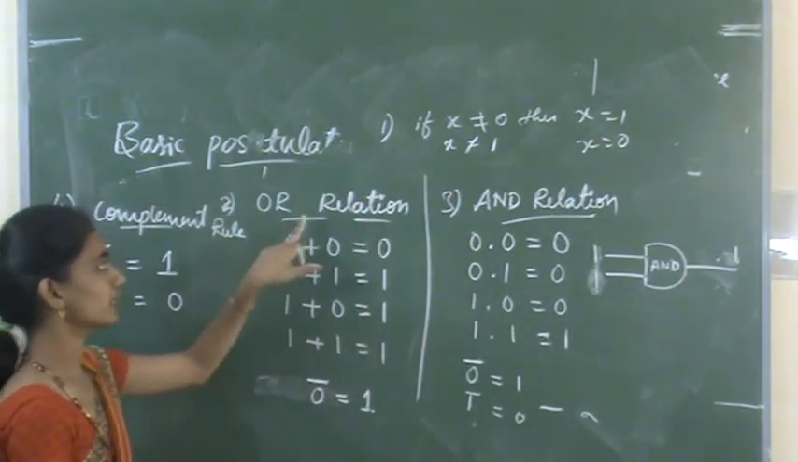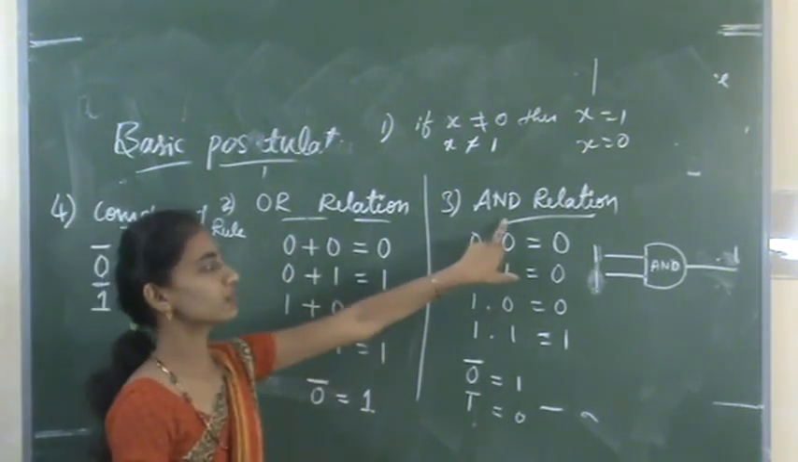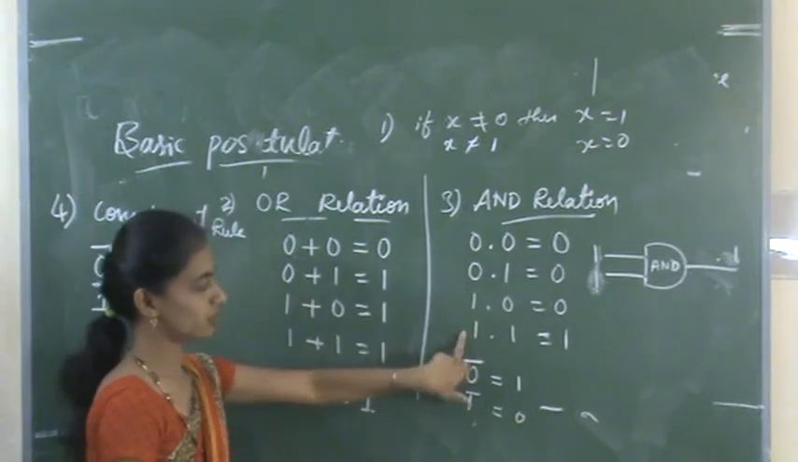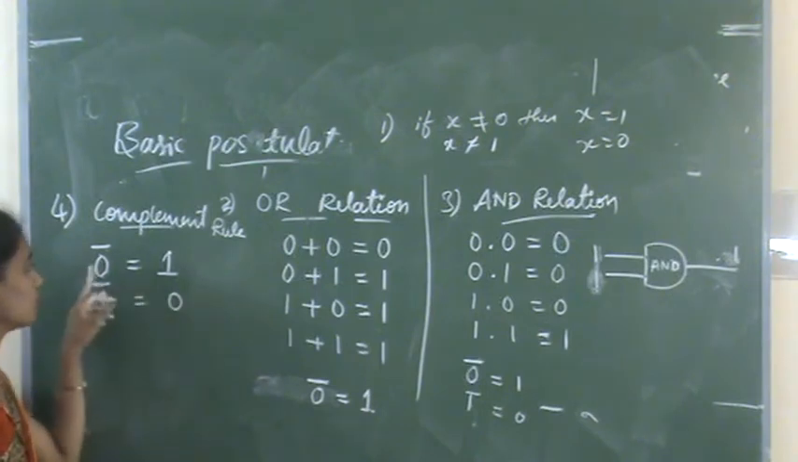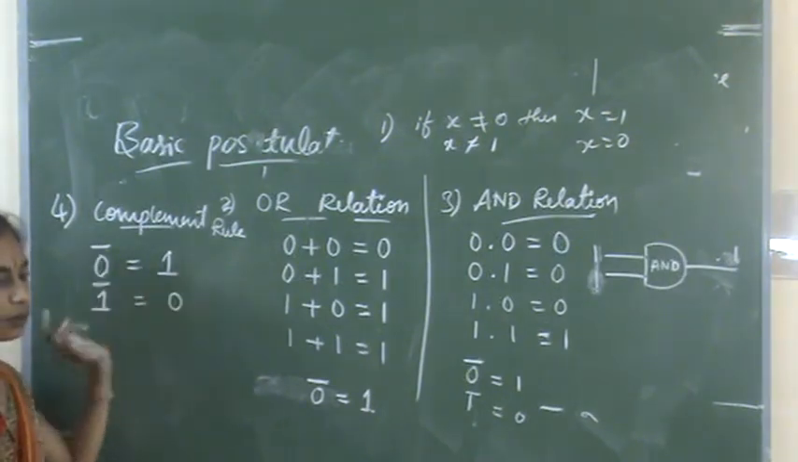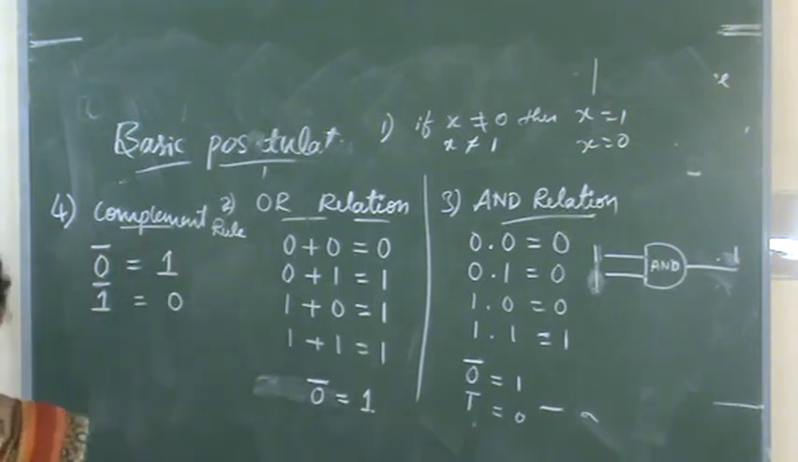And the second postulate is the OR relation. So that is what we are using. The third one is the AND relation. And the fourth one is the complement rule. So x bar is equal to 1, y bar is equal to 0. So this is about the basic postulates.